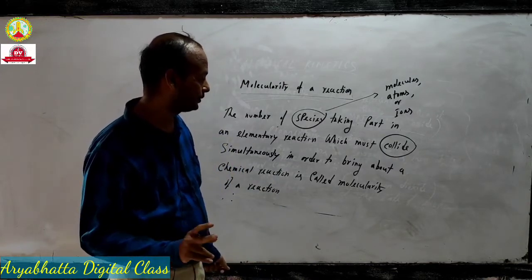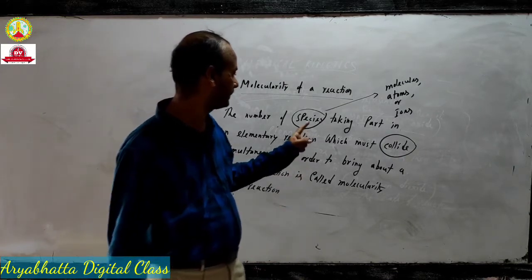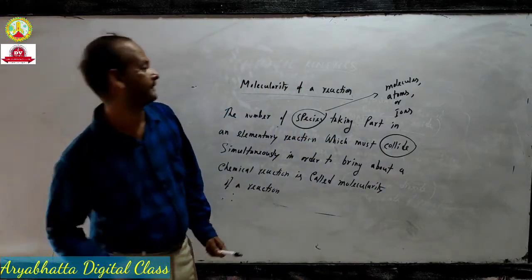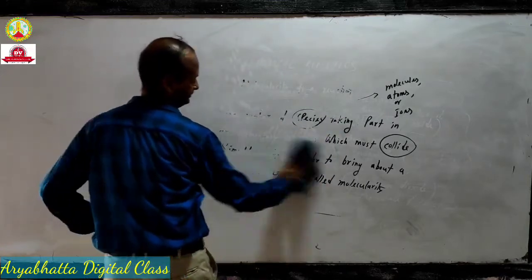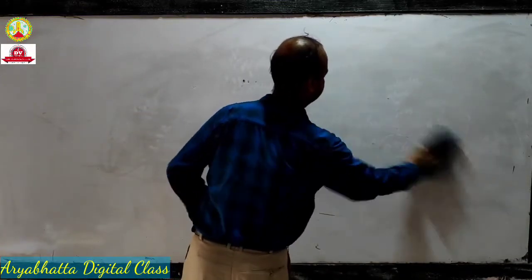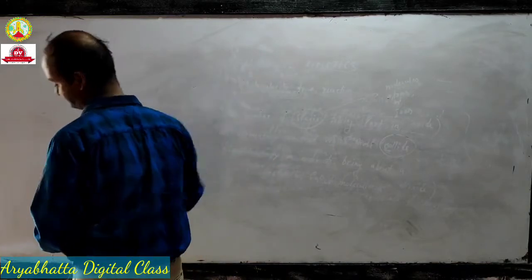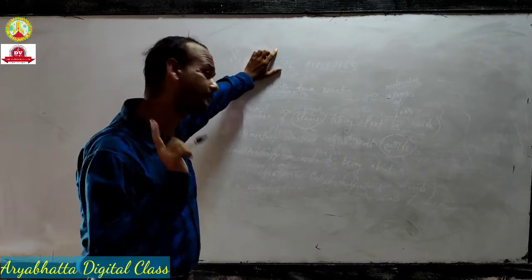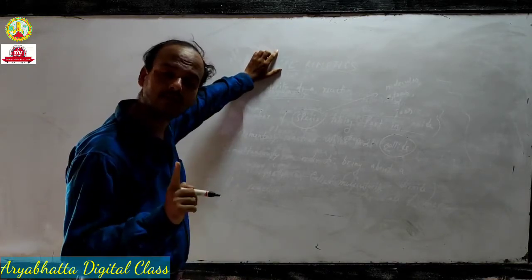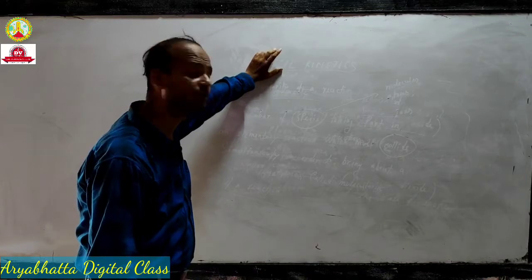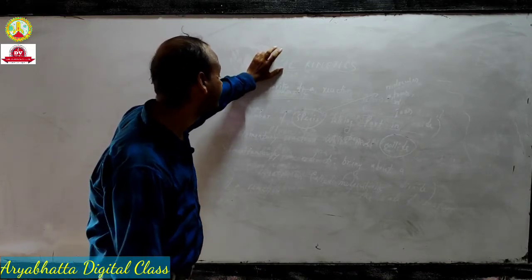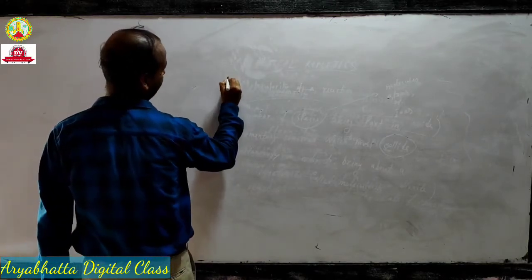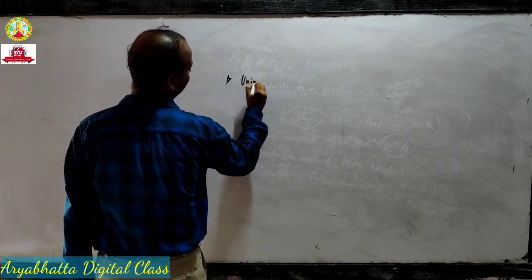Finally, I am again telling you that there are two important words. One is species, another is collide. Now let's see. If in a reaction one molecule participates, then molecularity will be 1, and this is called a unimolecular reaction. Now I'm going to take an example of a unimolecular reaction. Number 1, unimolecular reaction.